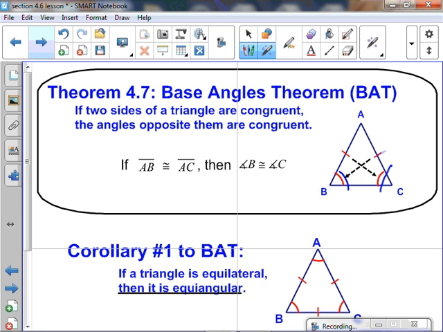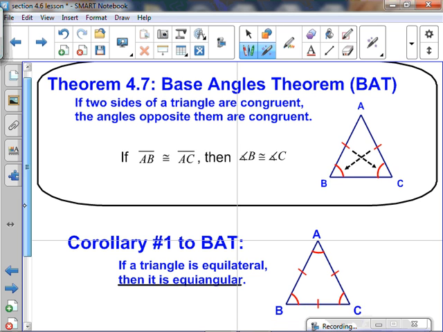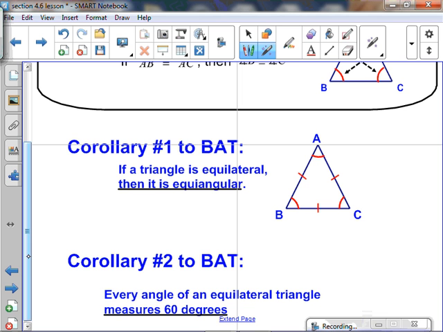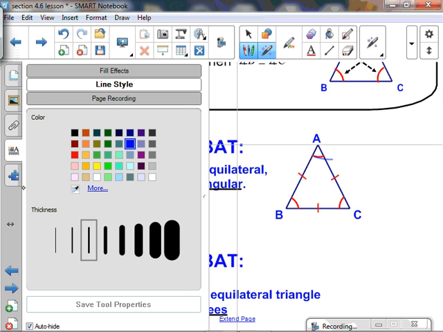Another way of saying that is that if the line segments are congruent, then the angles are congruent. And you remember what corollary means? We have something that follows from the base angles theorem. If the base angles theorem is true, which we know it is, then corollary 1 is also true. It says that if a triangle is equilateral, with 3 equal sides, then it is also equiangular. All of the angles are going to be the same. You can do that just by applying the base angles theorem twice. So that's something we need to keep in mind.